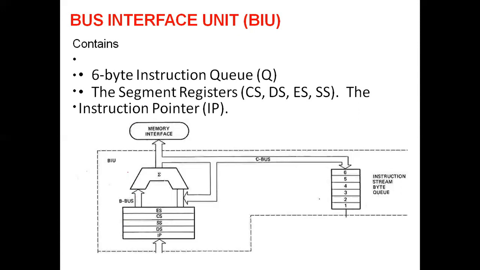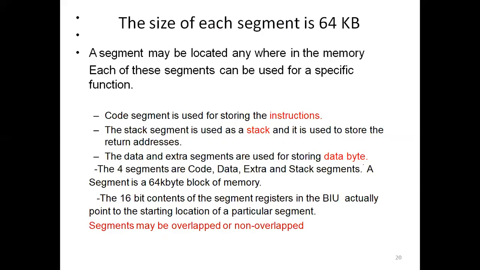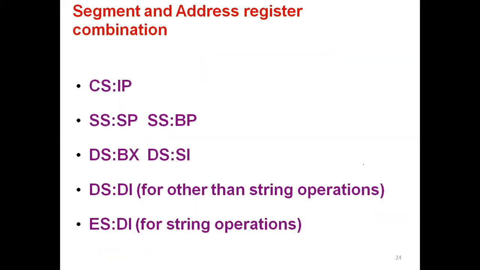So this is the bus interface unit. We have the 6-byte prefetch queue, which is very, very important. Here we come across the pipelining concept. What is the pipelining concept? When one instruction is executing, the next instruction is being fetched. So two works are done at a time, which we call pipelining. These are the segment registers: code segment, data segment, extra segment, and stack segment.